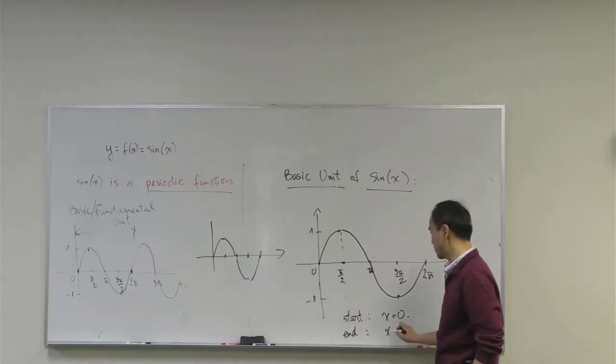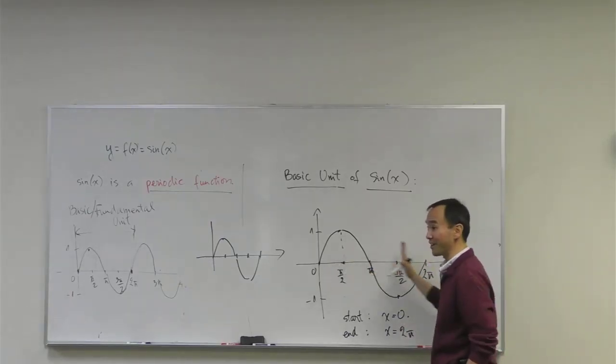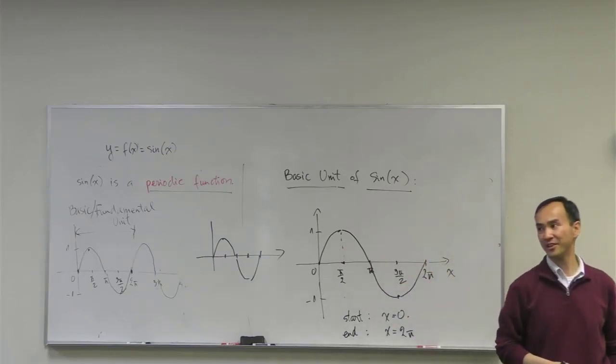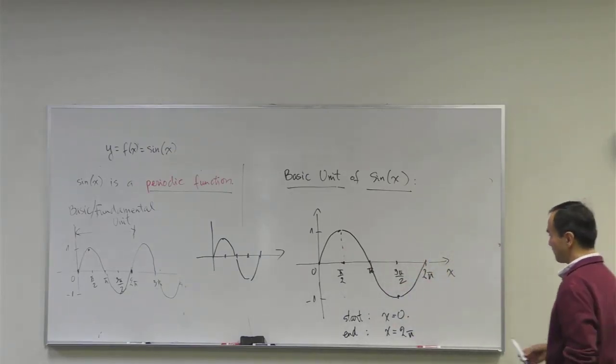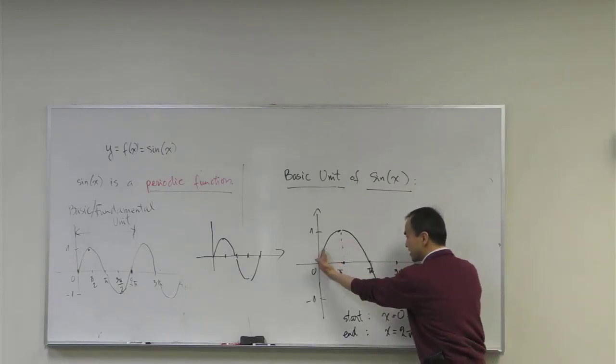The end is at what? X equals, there you go, 2 pi, right? Finish like that. Left and right, right? Left and right. Does that make sense? But then see, from this start to the end, how much distance did we go with that?